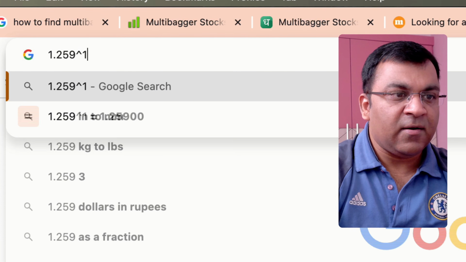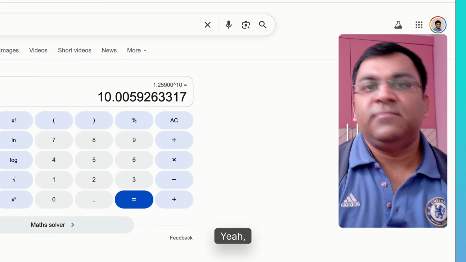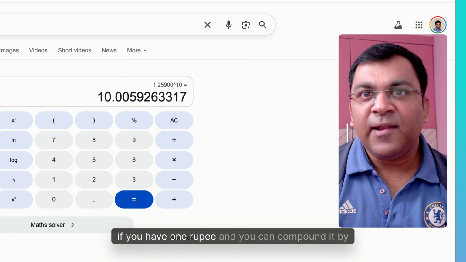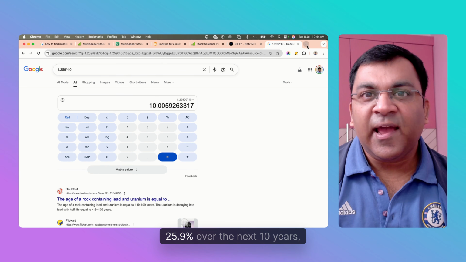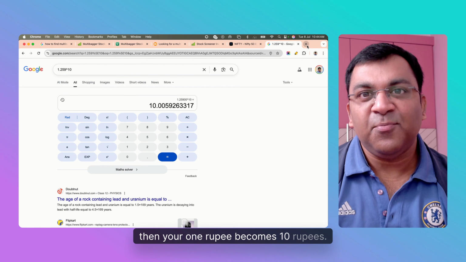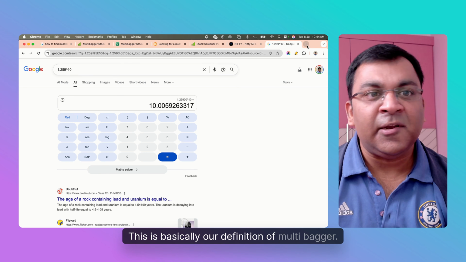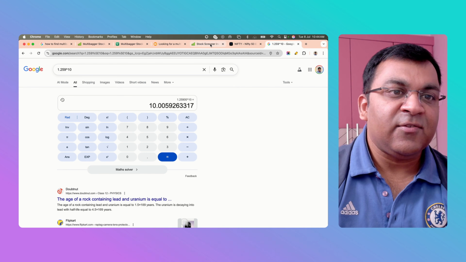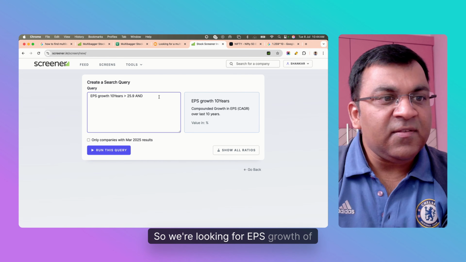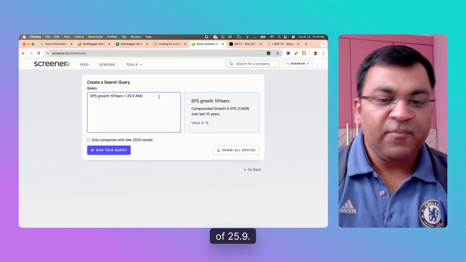1.259 raised to the power 10 comes to 10.00. So if you have 1 rupee and you can compound it by 25.9% over the next 10 years, then your 1 rupee becomes 10 rupees. So that's what we're trying to achieve here. This is basically our definition of multi-bagger. And let's go back to the stock screener and complete this entire thing. So we're looking for EPS growth over a 10-year period of 25.9.